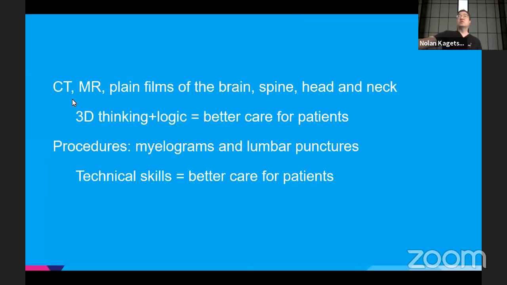We do CT, MRI, and plain films of the brain, spine, head, and neck. And the reason I like neuroradiology is that we use 3D thinking and logic to take better care of our patients. We also do some procedures. We have some patient contact. We do myelograms and lumbar punctures. And if you have good technical skills, you can take better care of our patients.